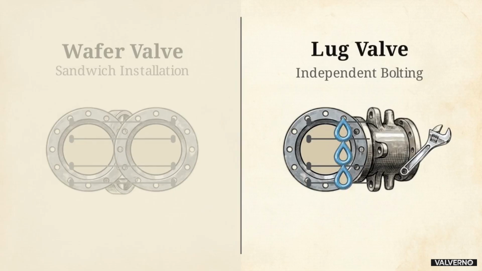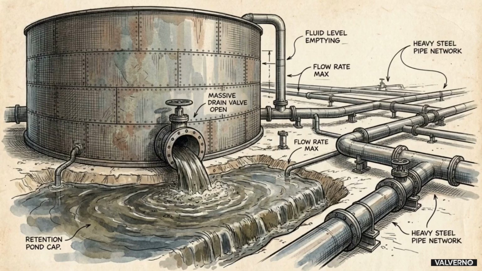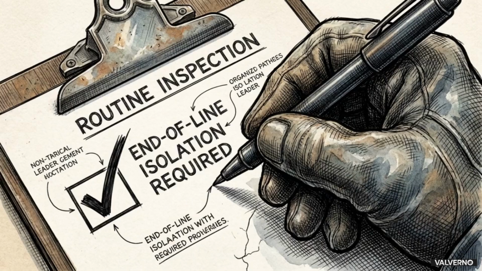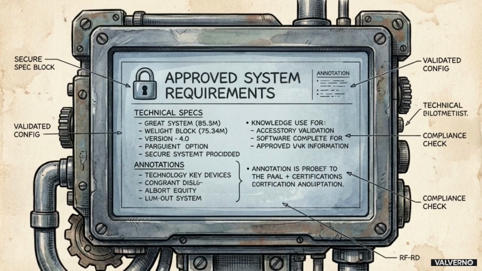Prioritizing the cheaper wafer valve creates a severe operational bottleneck if your maintenance crew actually requires end-of-line isolation. You will not be able to detach downstream pipes without draining the entire system first. Your facility's routine inspection and isolation requirements dictate the connection style. Verify this with your maintenance team to finalize this part of the specification. Now that your engineering specification is locked in, we move to international procurement.